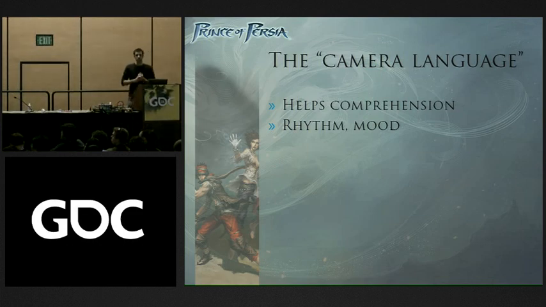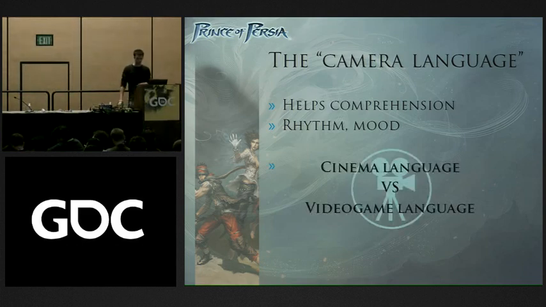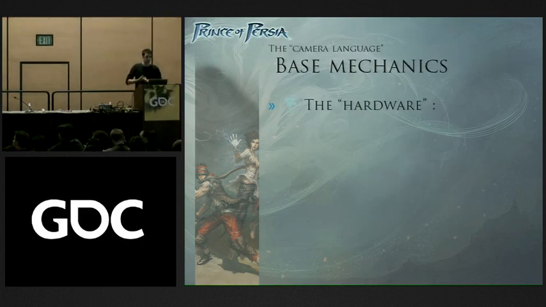So how do you do a camera engine? What is supposed to be inside a camera engine? First, as in the cinema industry, we have a camera language. We have a set of behaviors that the player understands implicitly, and it helps the player to apprehend the world he's in. So I'm going to talk a bit about the similarities between the language in the cinema and the video game language.